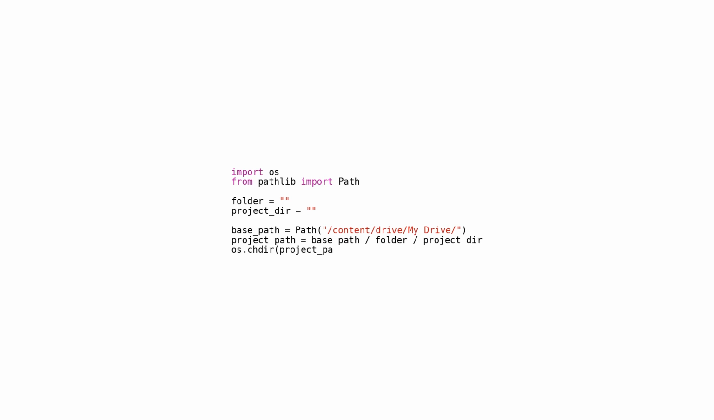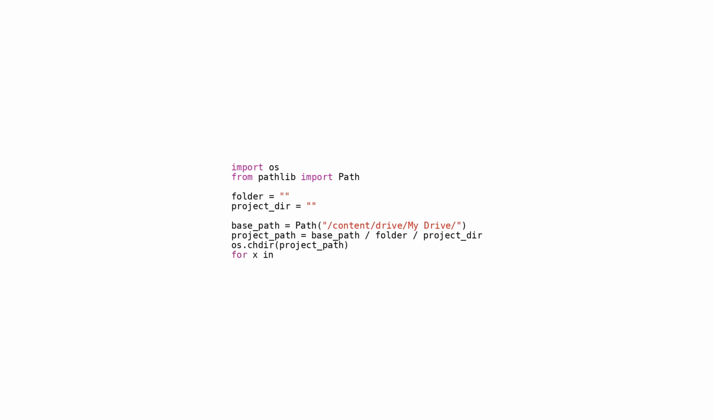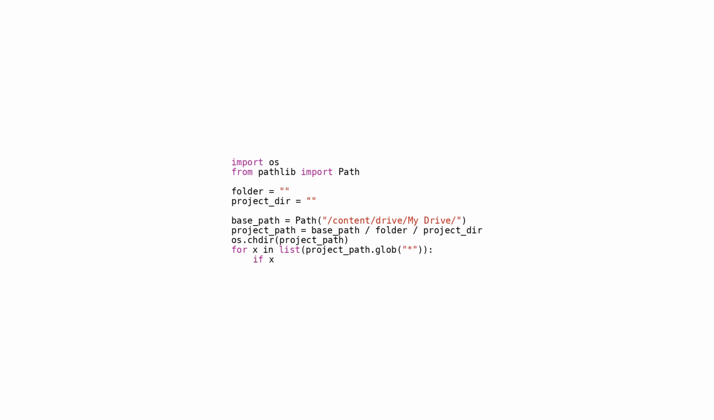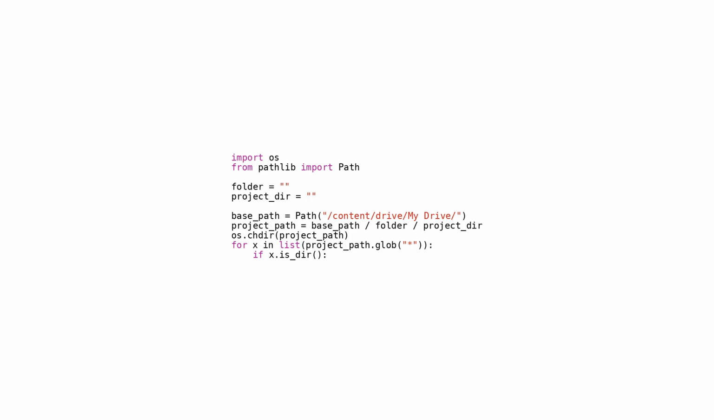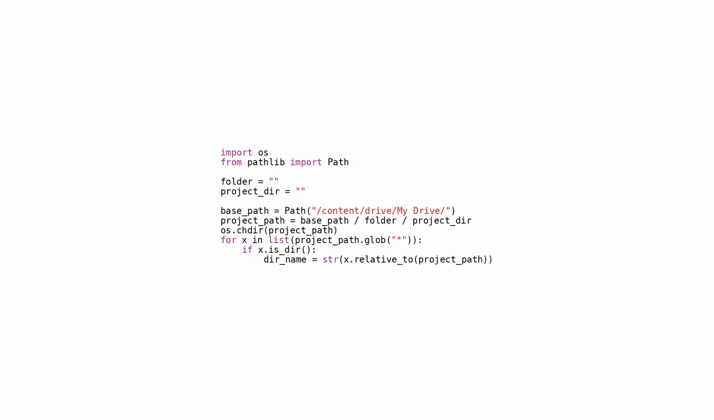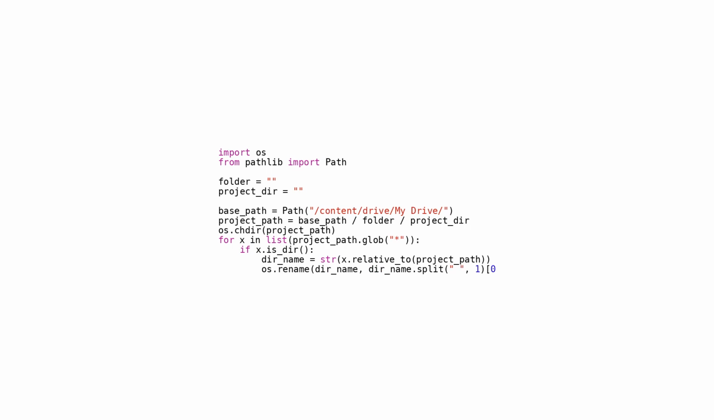By using os.chdir, the script changes the current working directory to the project path and proceeds to iterate through all items in the project directory. For each item in the project directory, the script verifies if it is a directory by using is_dir. If the item is a directory, the script retrieves the directory name relative to the project path and then renames it. In this scenario, each directory name is separated by a space, and only the first part before the space is retained as the new directory name.